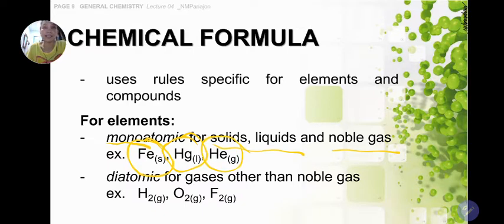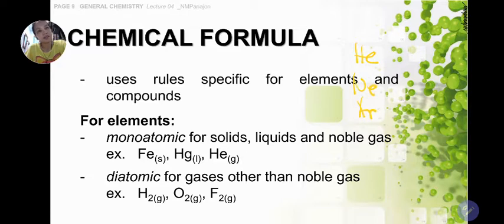Ano ba yung mga noble gases natin? If you look at your periodic table of elements, siya yung nasa group 8, nasa pinakadulo, kahilera ng helium, dito sa pinakadulo ng periodic table of elements natin. So, we have helium, neon, argon, krypton, xenon, and radon. Ito yung column na to of noble gases. These are called noble gases. Helium, neon, argon, krypton, xenon, and radon.